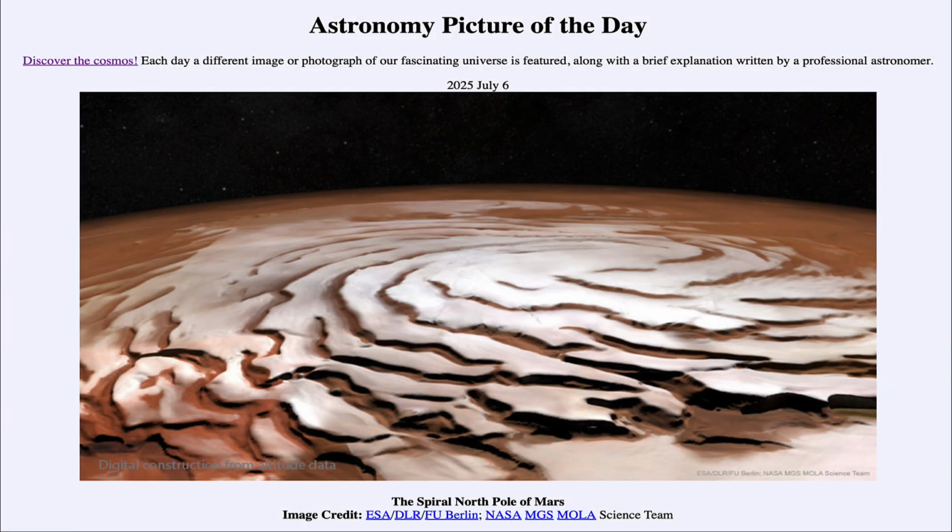So that was our picture of the day for July 6th of 2025. It was titled The Spiral North Pole of Mars.